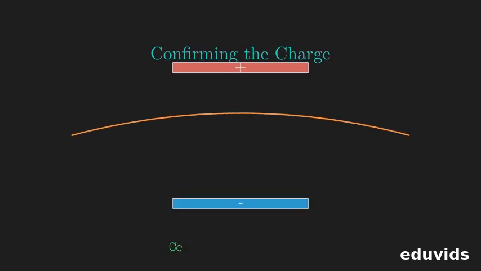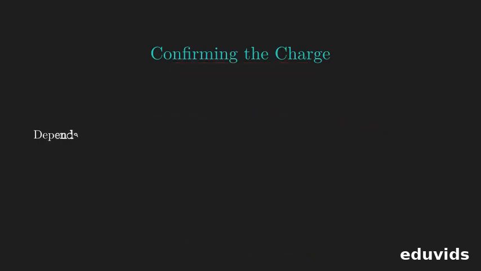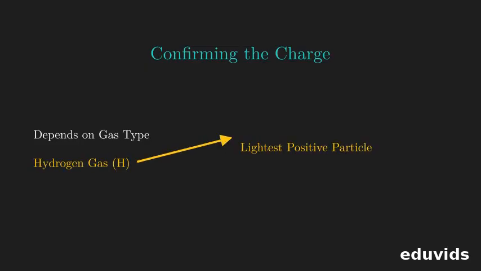The electric field showed that the rays deflected toward the negative plate, confirming their positive charge. The mass and charge of these positive particles depended on which residual gas was used inside the tube. If hydrogen gas was used, the resulting Canal ray particles were the smallest and lightest positive particles possible.